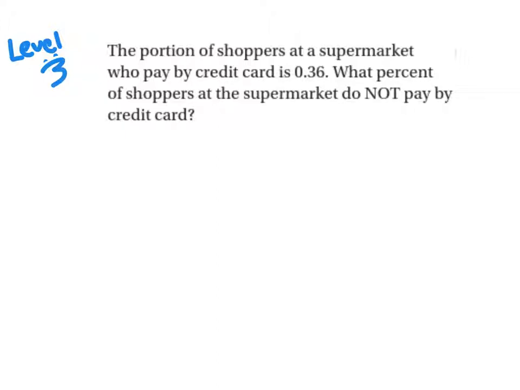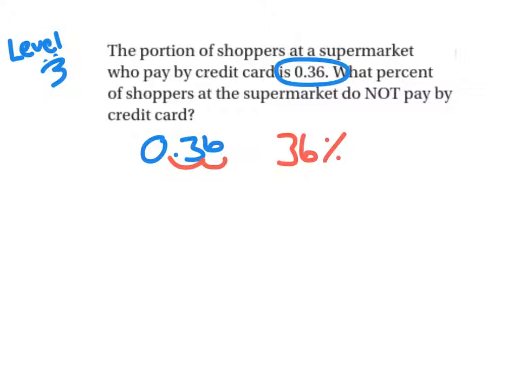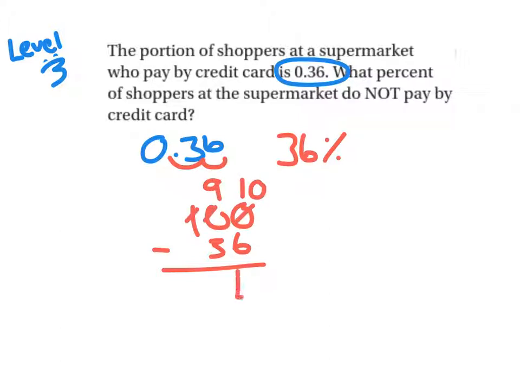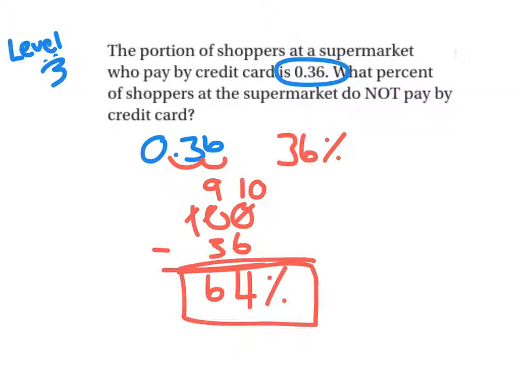Okay, so I'm going to take my credit card payers, 0.36, and I'm going to switch it to a percentage and then subtract it from 100 to find out how many don't pay with a credit card. 2 to the right, that's 36%. Then if I subtract 36 from 100, it should give me 64%. So 64% of shoppers do not pay with the credit card, and 36% do.